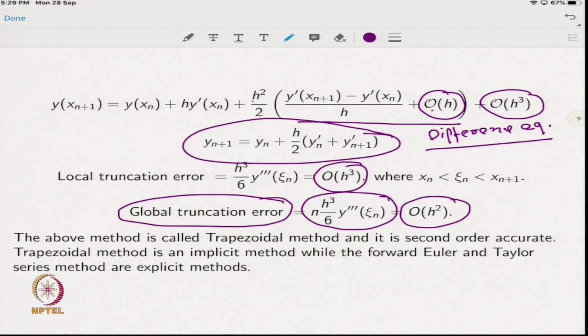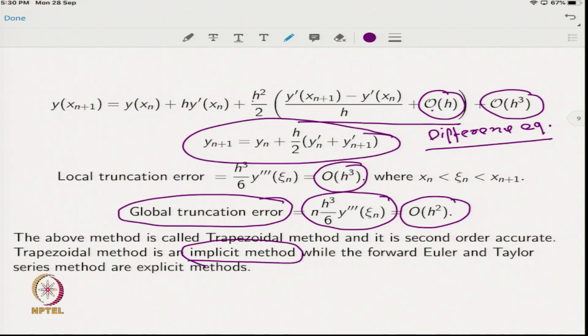So, the above method is called the trapezoidal method and it is second order accurate. The trapezoidal method is an implicit method. Okay. So, here there is a point to explain. What do you mean by an implicit method or what do you mean by an explicit method?